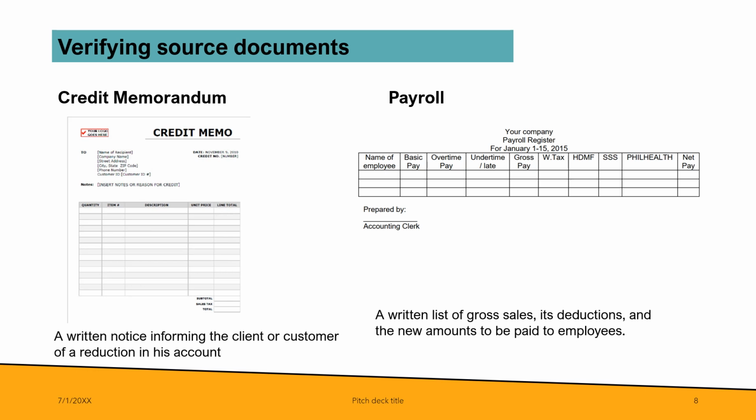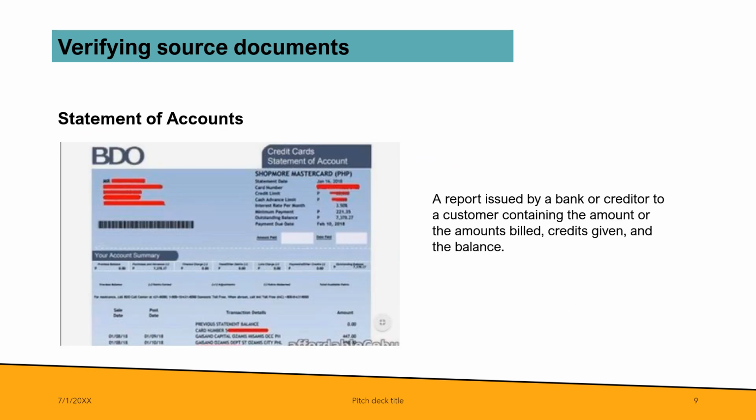Okay. About statement of accounts, this is a report issued by a bank or creditor to a customer containing the amount billed, credits given, and the balance. Okay, and this is an example of statement of account, and usually this is common in credit card companies. Okay, they issue statements of accounts to credit card holders or their clients.